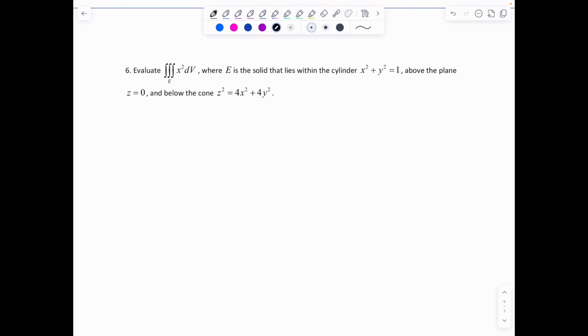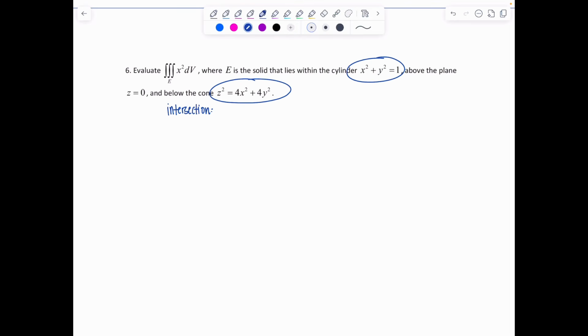Evaluate the triple integral of x squared dV, where E is the solid that lies within the cylinder x squared plus y squared equals 1, above the plane z equals 0, and below the cone z squared equals 4x squared plus 4y squared. Before we start drawing a picture, we need to figure out the intersection of these surfaces. Namely, where the cylinder and the cone intersect. The plane z equals 0 is just the xy plane, so I have that.